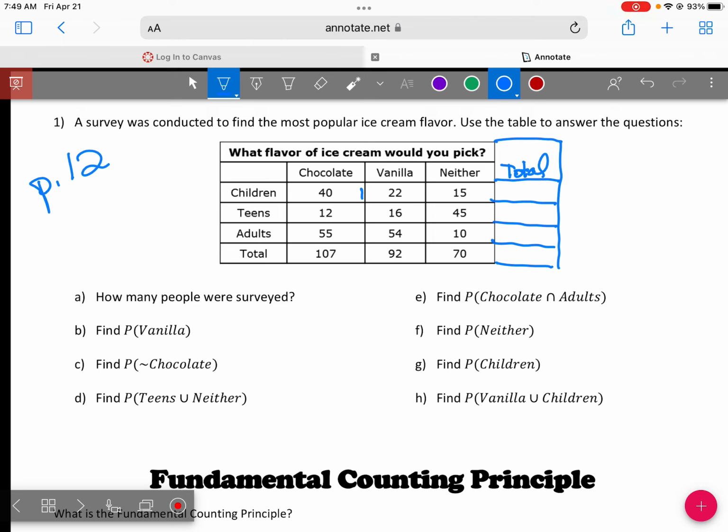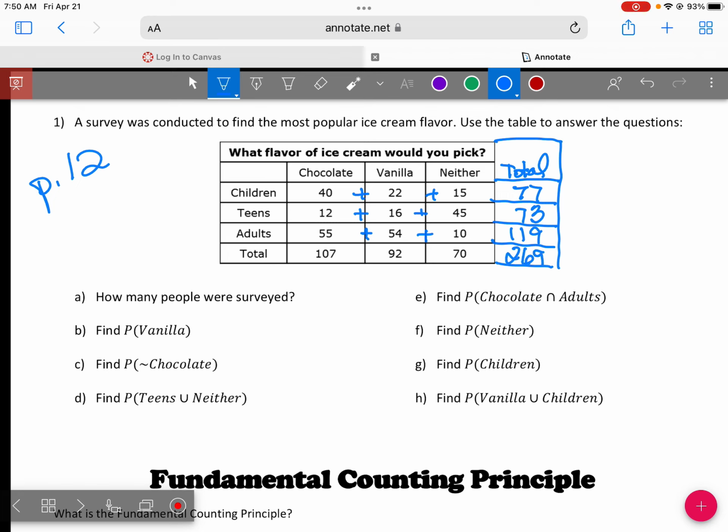I'm going to take 40 plus 22 is 62 plus 15 is going to be 77. The total number of teens is 12 plus 16 plus 45 is going to be 73. Total adults, 55 plus 54 plus 10 is going to be 119. And the total is 107 plus 92 plus 70, which is 269.